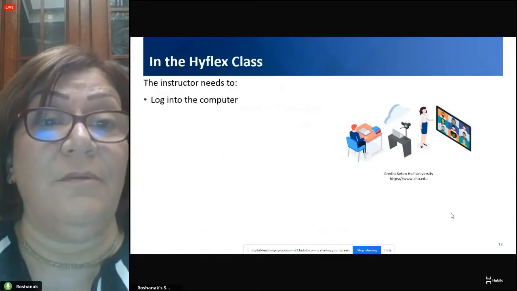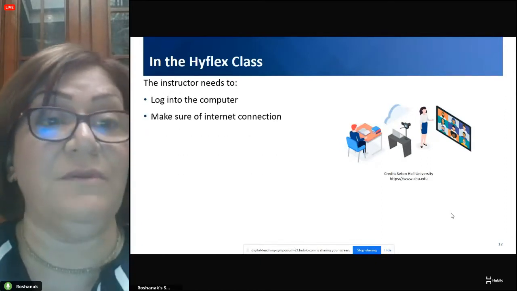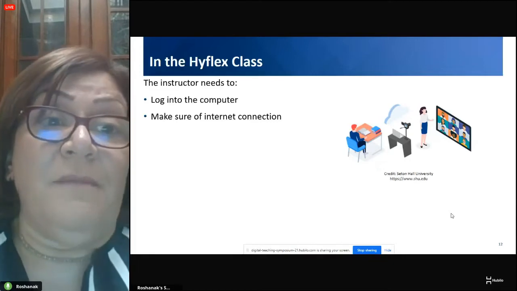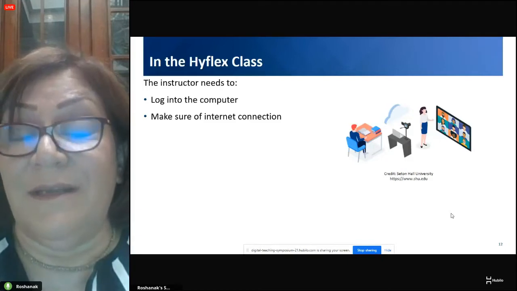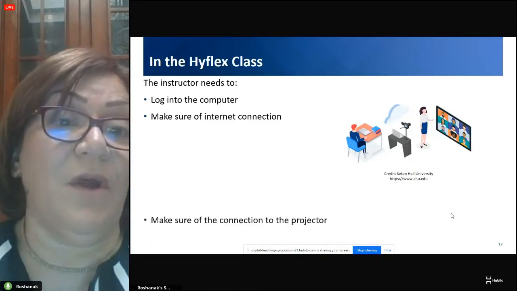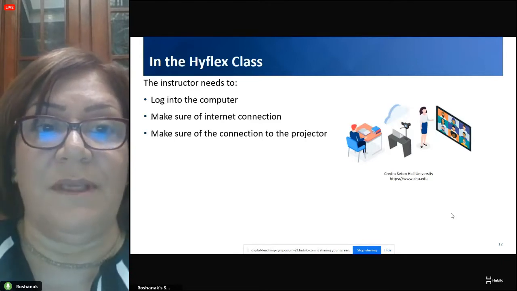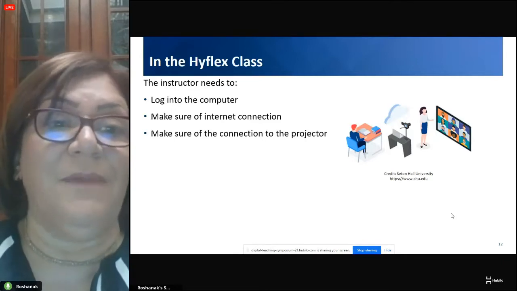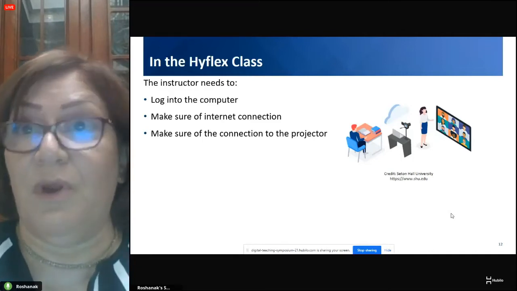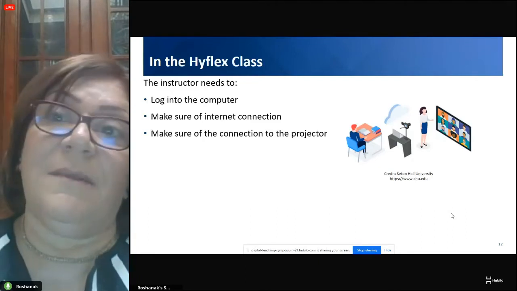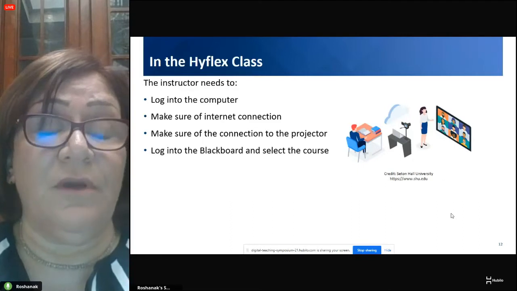I first log into the computer, my computer or the class computer. At this point, I use my laptop. I will make sure that I have an internet connection. I use a wired internet connection in class to prevent interruption. I don't use Wi-Fi. I use a cable and connect that cable to my laptop. I will make sure of the connection to the projector. I use an HDMI cable and connect it to my laptop.